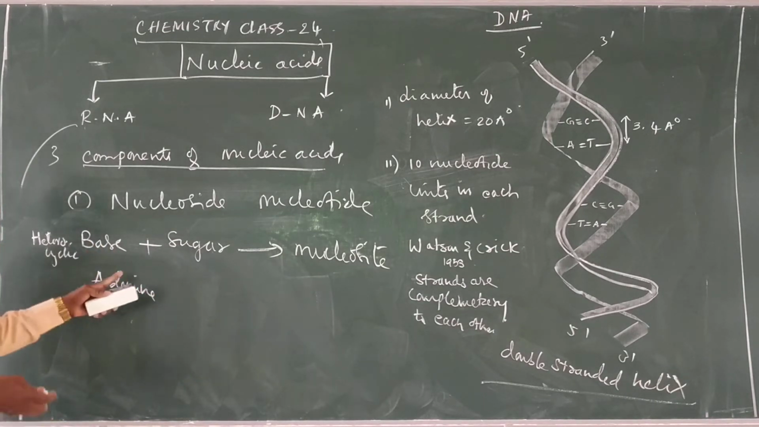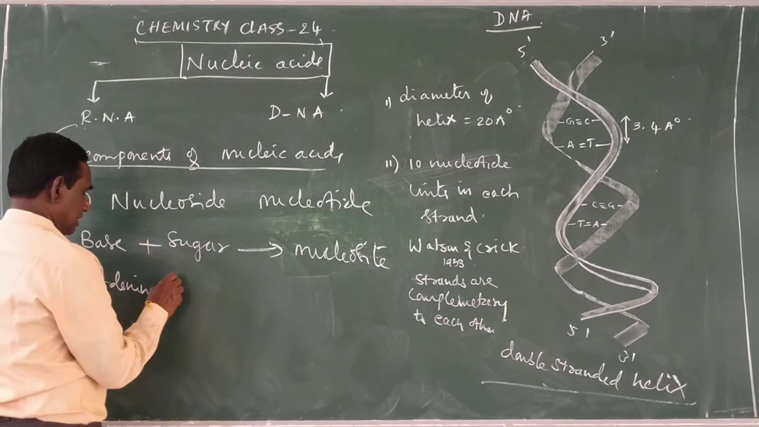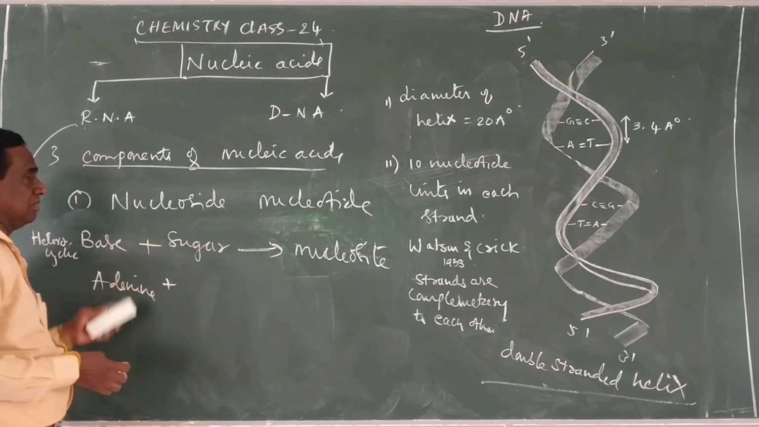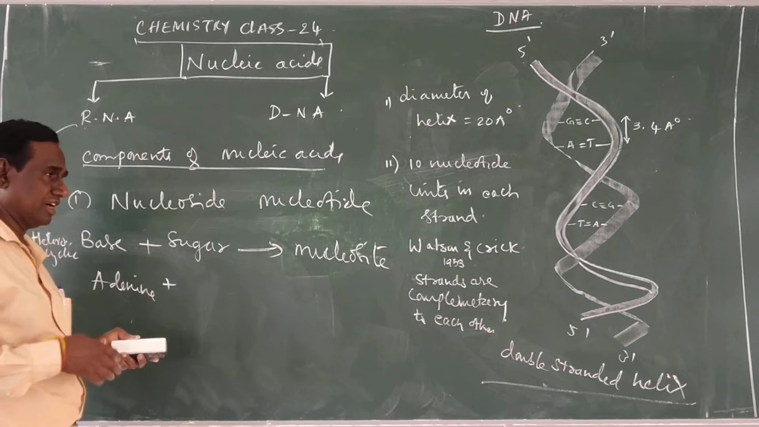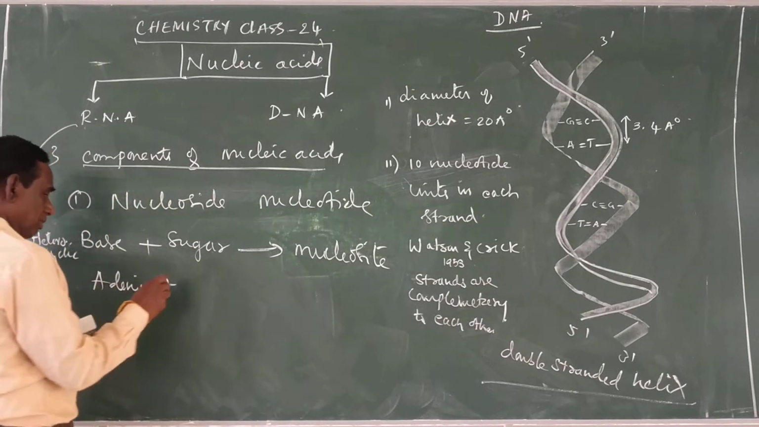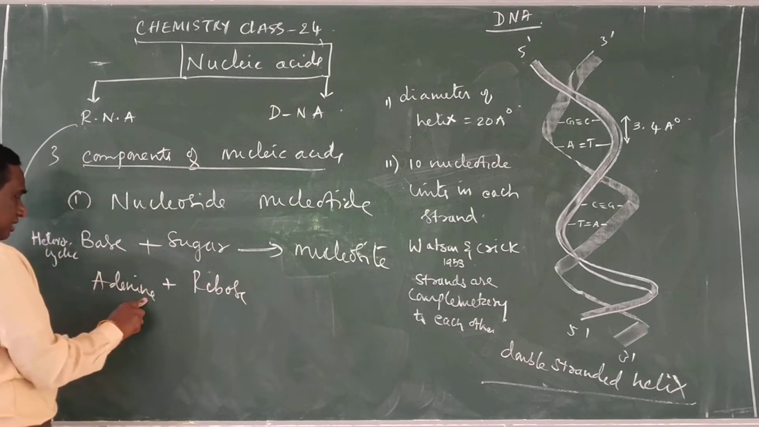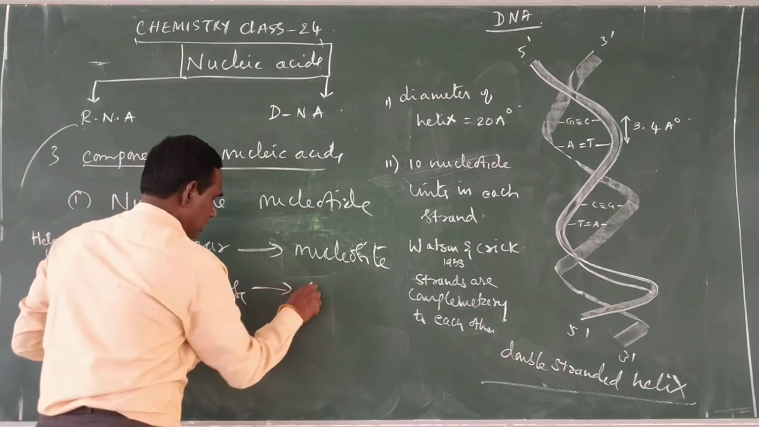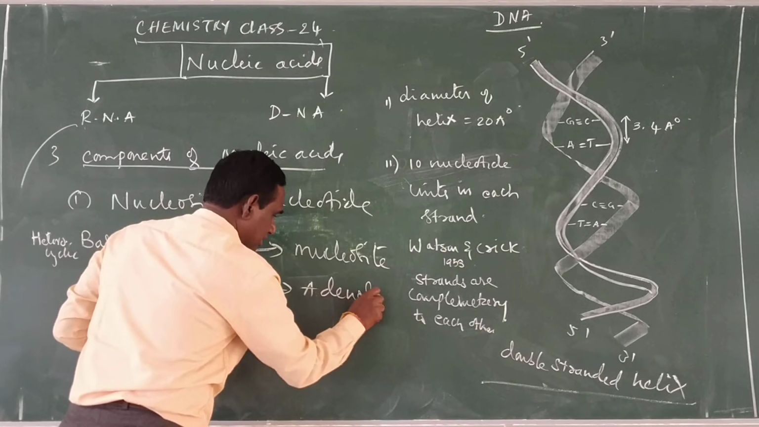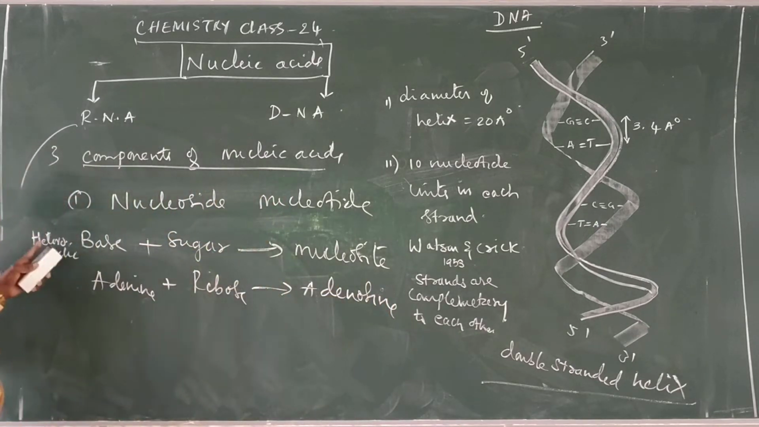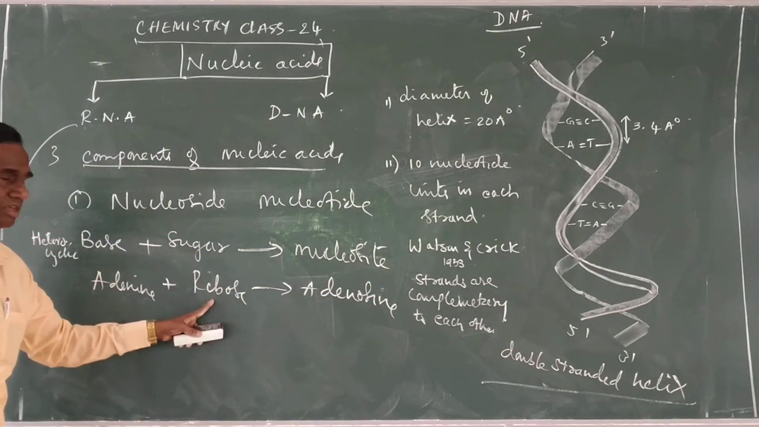You see, adenine plus sugar. RNA contains beta-D-ribose. Adenine plus ribose gives adenosine, the unit obtained by combining the heterocyclic base adenine with the sugar ribose.